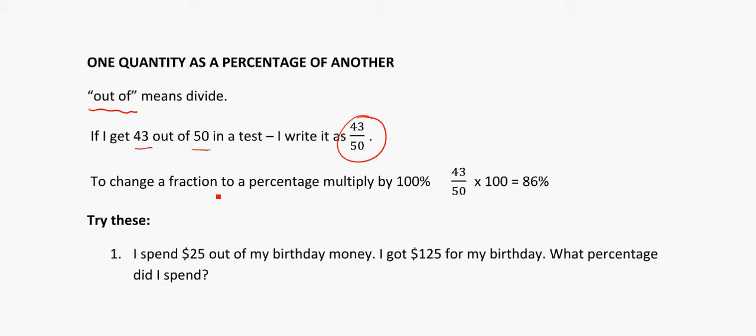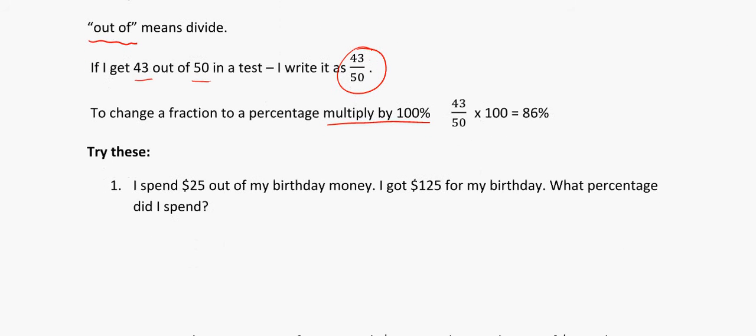So to change a fraction, once you've got your fraction, you just multiply it by 100% to get your percentage. So let's try the first question. I spend $25 out of, these are your keywords, of my birthday money. I got $125 for my birthday. What percentage did I spend?